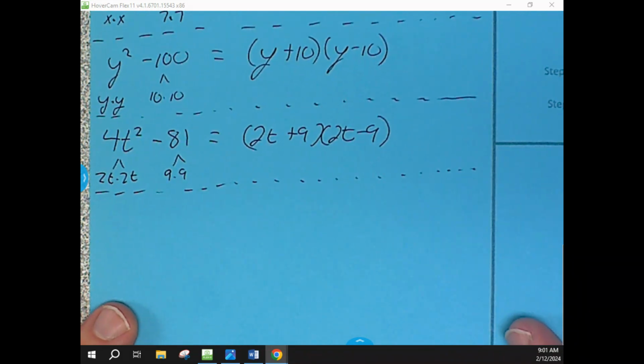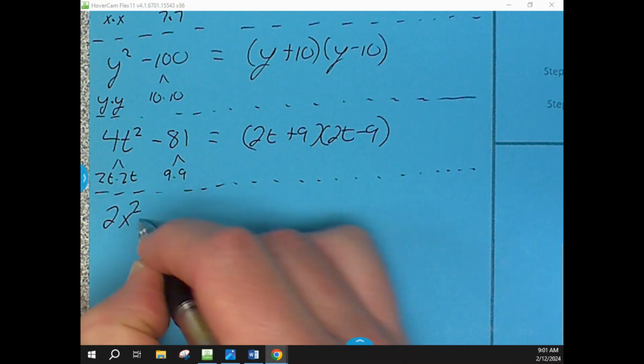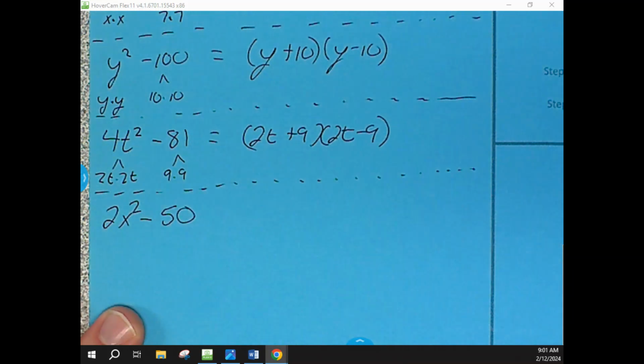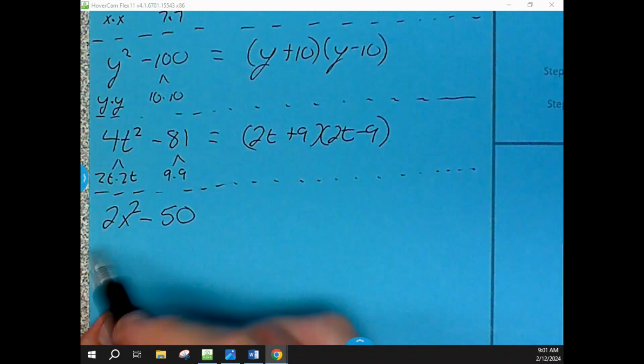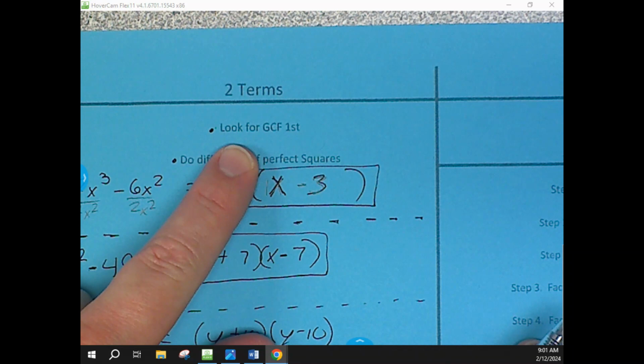All right, so far so good. You're thinking, all right, I like those, right? Now, if the first term happens to not be a perfect square, so if you get one like this, where you've got 2x squared minus 50, and you're like, ooh, that's not a perfect square. If they happen to not be perfect squares, then now we're looking for a greatest common factor first.